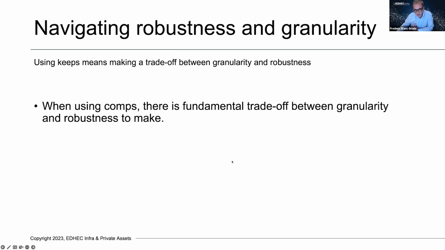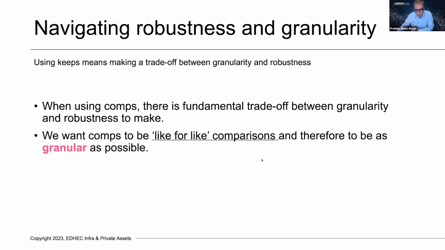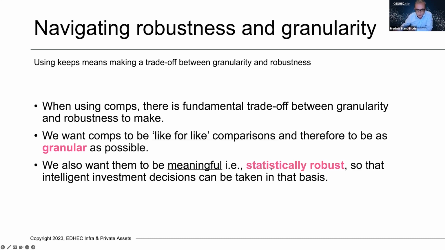So we're going to have to figure out what to do between granularity and robustness. On the one hand, we want like-for-like comparisons, so we have to be as granular as possible. We want an asset that looks as much like our asset as possible. But we also want a meaningful comparison. We want a statistically robust number. Otherwise, I'm afraid it doesn't mean very much. So I'll try to illustrate this in a second. To make intelligent investment decisions, we need a number that means something.